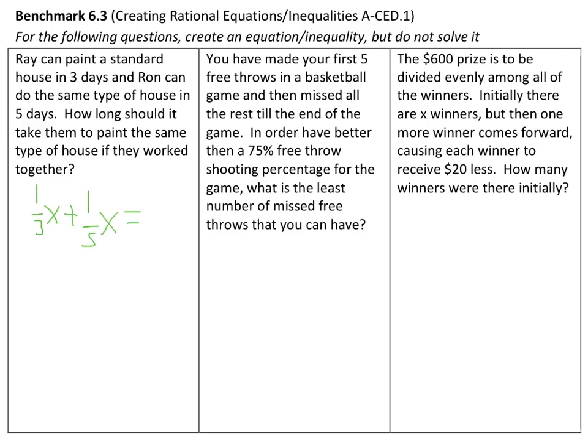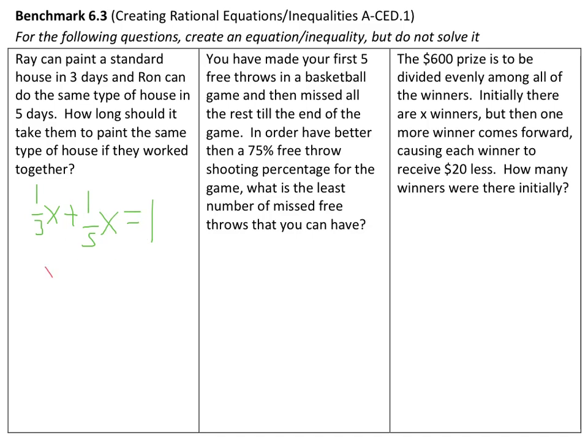Alright, so let's think about that. Ray can do a third of a house in 1 day. Ron can do 1/5 of a house in 1 day. If you add those together over time, when we add the number of days, we want to make one house. Correct? We're painting one house. So that would be the equation, and we'd solve it.